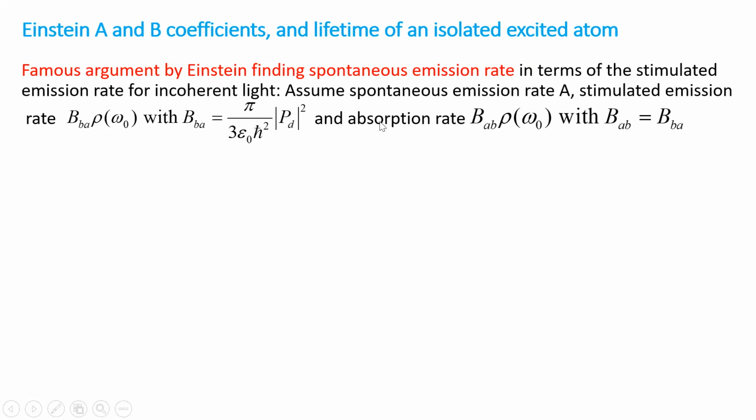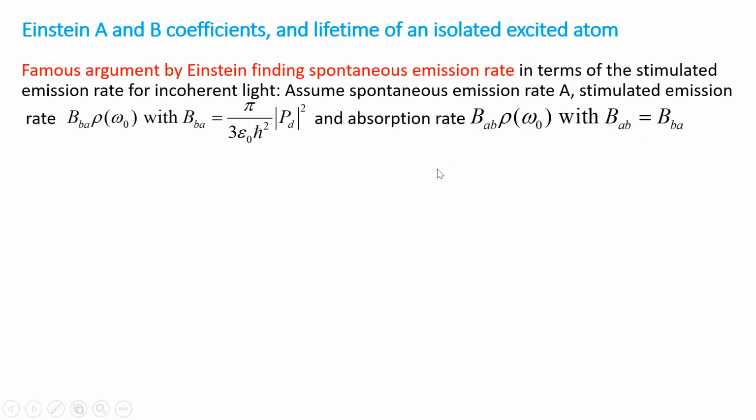And then we also have absorption, and that would be B_AB for lower energy state little a to upper energy state little b, times rho of omega naught. So the same form as the stimulated emission. And it turns out that B_AB is equal to B_BA. Again, we have this symmetry between stimulated emission and absorption, that they occur at the same rate in the presence of radiation.